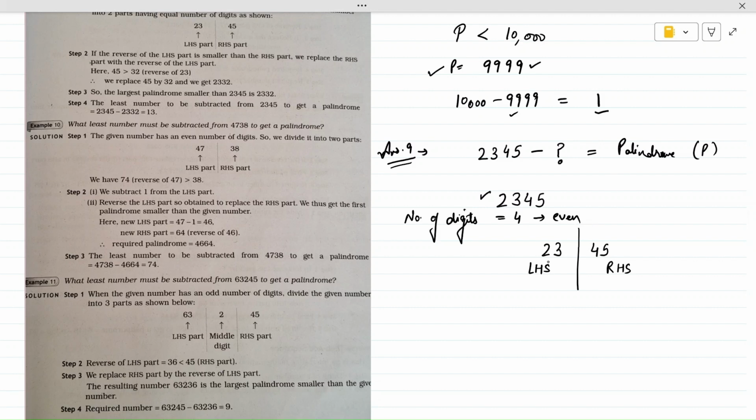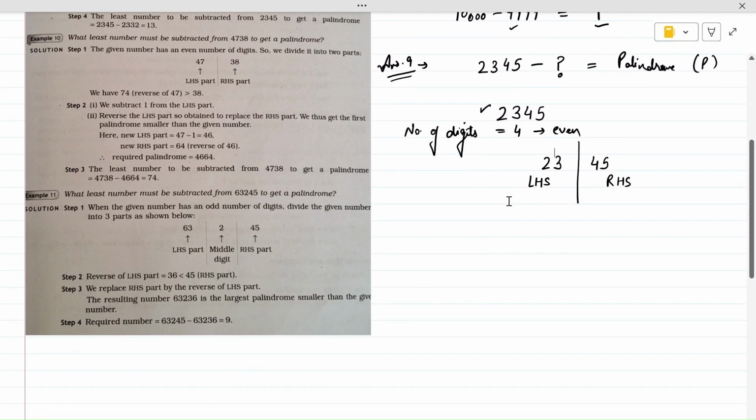So I have split this number into two equal parts. Done. And now, the next part is, before the splitter, I am marking this part as left hand side, and after the splitter, I am marking this as RHS, that is right hand side. This is the first step of the rule. I am marking this as step 1.